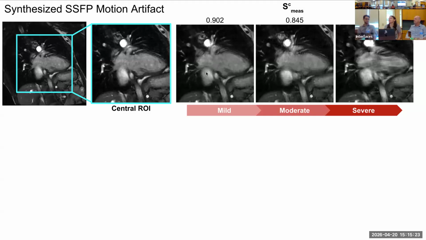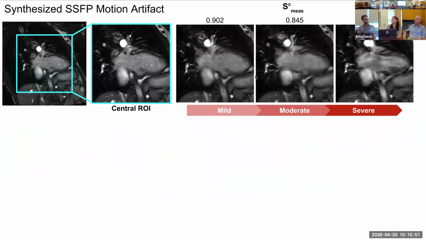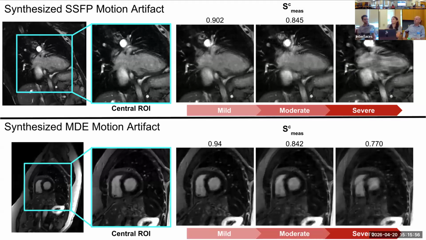We created a way to pick parameters such that we can get a varying range of severity. This one looks pretty close to the original. This one doesn't. You can tell that it's using different motion states, because it's kind of darker here, which, if you remember, looks more like maybe that one over there. So it's combining more of this and this together than just this one. It worked pretty well at creating synthetic motion artifacts. It looks pretty realistic. And also the same with this one.